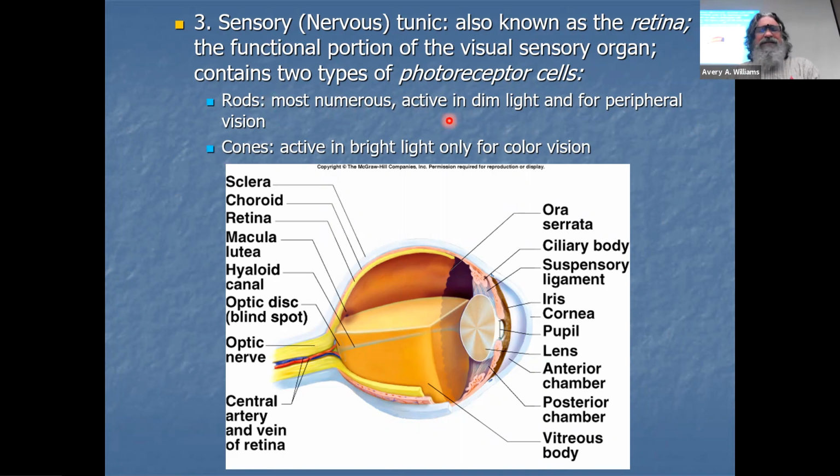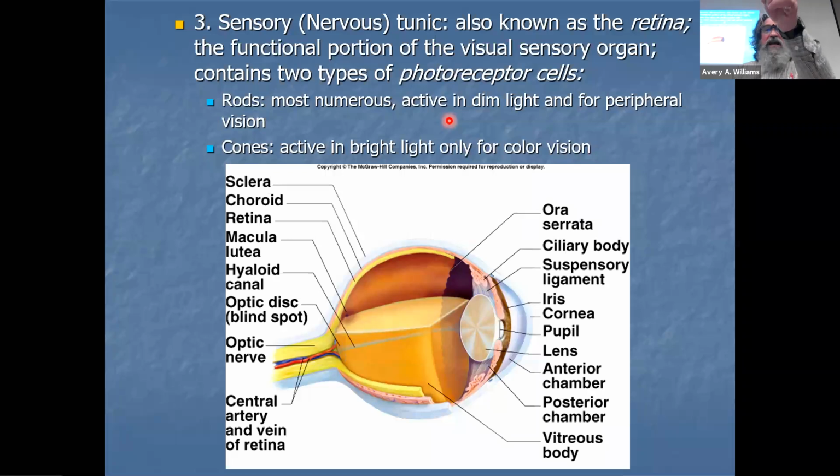The rods, these are by far the most numerous of the photoreceptor cells. These are the ones that are functional in dim light and are responsible for peripheral vision. Like if you're looking straight ahead, you can kind of still see things on the side, if not even turning your eyes that direction, right? That's peripheral vision. All right. Your cones, these are the ones that are active in bright light and are responsible for color vision. To see in color, the cones are associated with that.